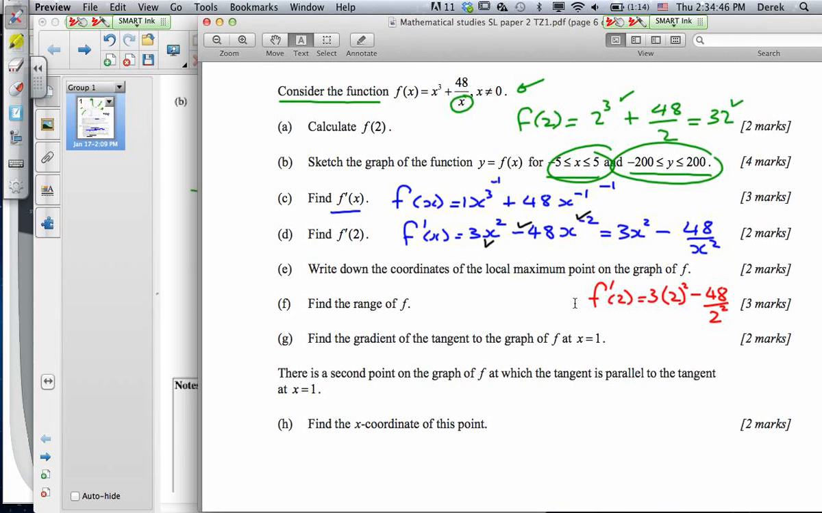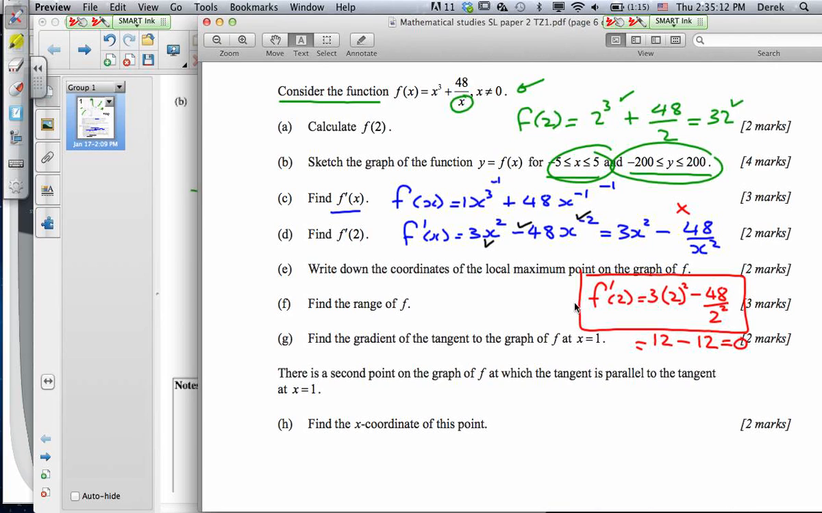So even if you make a mistake in this, if you show your working here, you'll get full marks from here on. So obviously this is going to be 2 squared. The square is only for the 2, so it's going to be 4 times 3 is 12. And then 2 squared is 4, 48 divided by 4 is also 12. So your answer would be 0 for that.